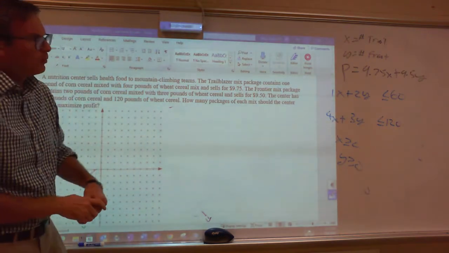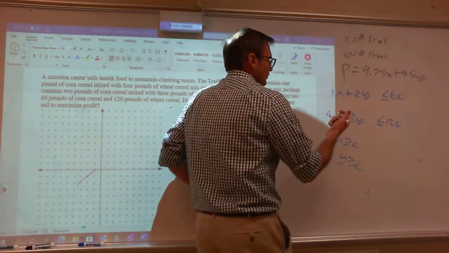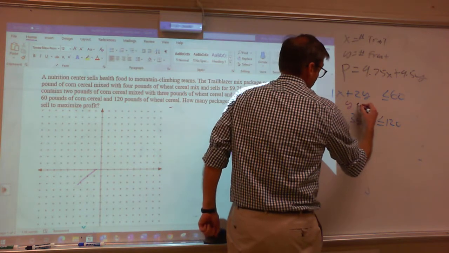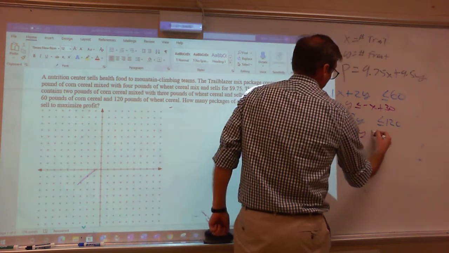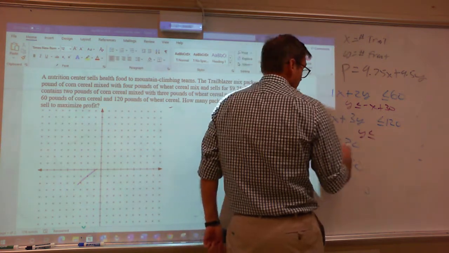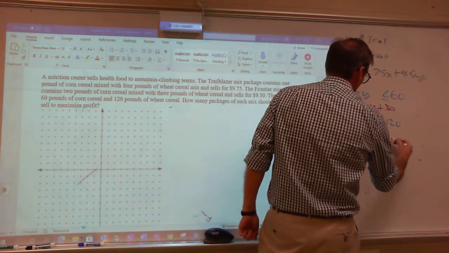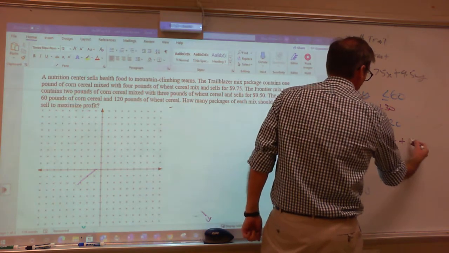Before I start graphing, I want to get y by itself. So this is going to give me y is less than or equal to a negative x plus 30. This is going to give me y is less than or equal to negative 4 over 3x plus 40.